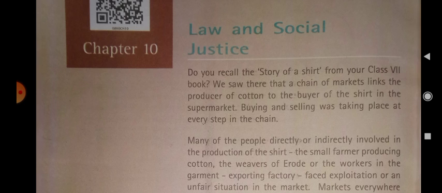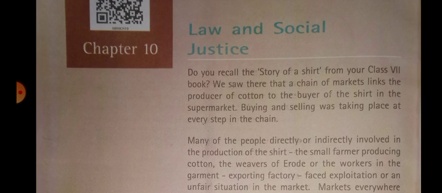So, today we are going to start a new chapter, that is civics chapter number 10, and the name of the chapter is Law and Social Justice. In this chapter, we will discuss the laws which are implemented for social justice.